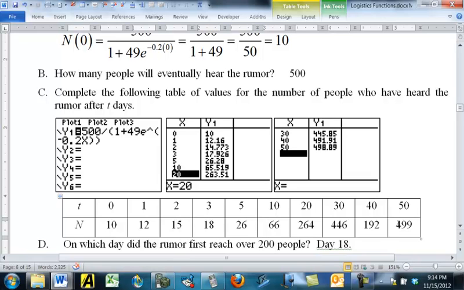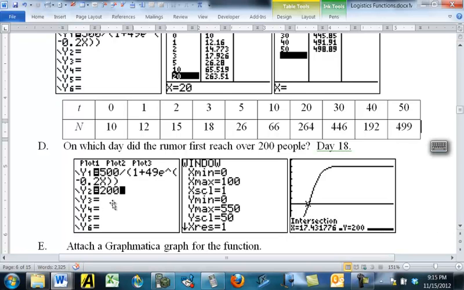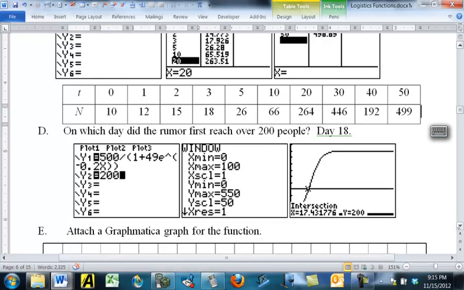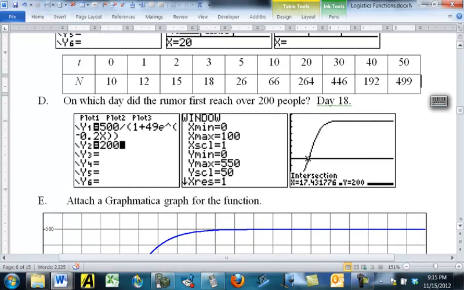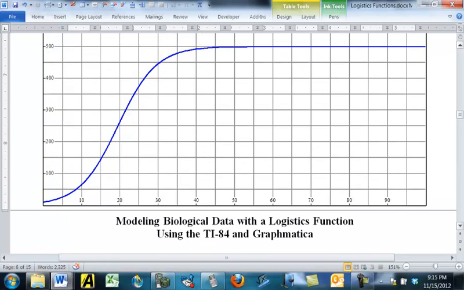When did it first go over 200 people? Well, one way we could do this is by our calculator: put in y equals 200, graph that along with the curve, and find that the point of intersection is 17.43, so it's sometime during the 18th day. And here's a Graphmatica graph. Asymptote of 500 there. If we continued over to the negatives, we would have an asymptote of 0.